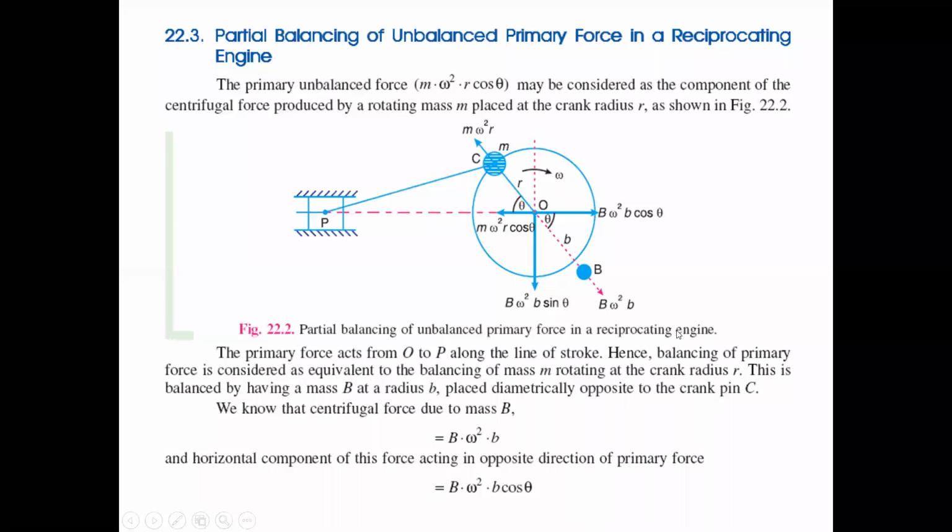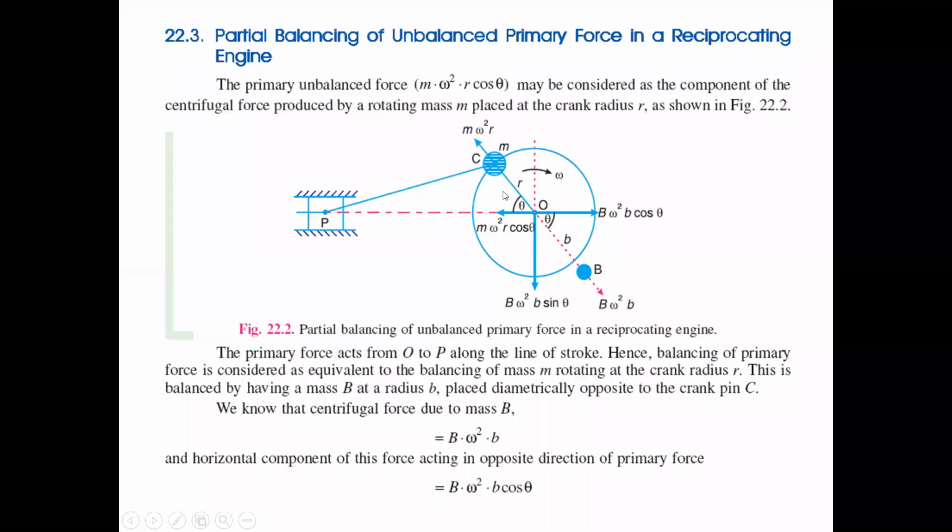It also follows some inclination, so this force is resolved into two components: B omega square b cos theta and B omega square b sin theta. Now, I have one doubt here. The centrifugal force m omega square r gives only a horizontal component, not a vertical component.